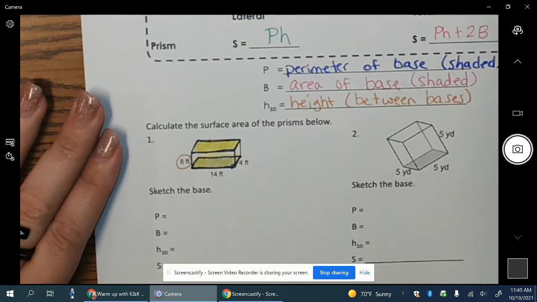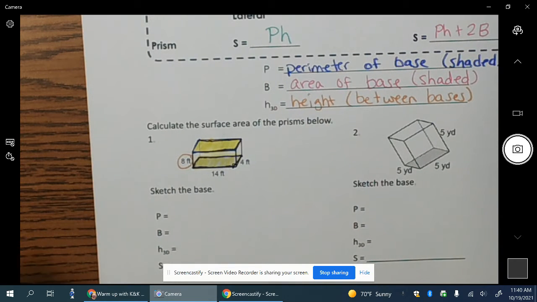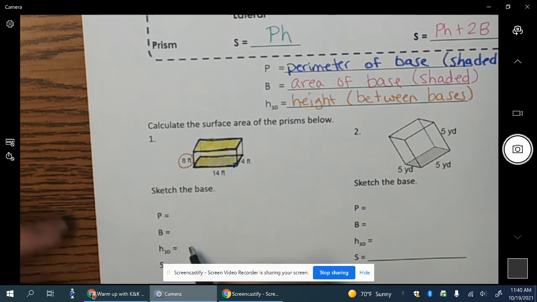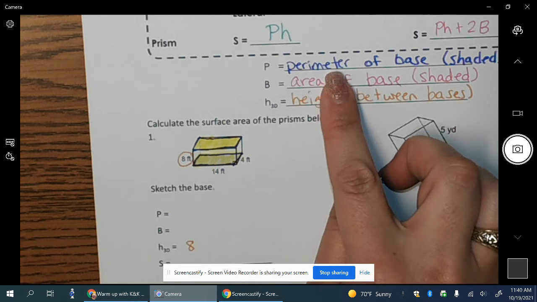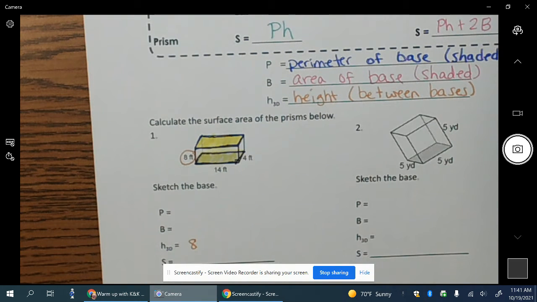All right. So, the height is 8. I can go ahead and write that down. The height is 8. The base is 14. Okay. Hold on. Capital P means what? The perimeter of the base. So I'm going to go back and look at the shape that I just shaded. What numbers make up that base?